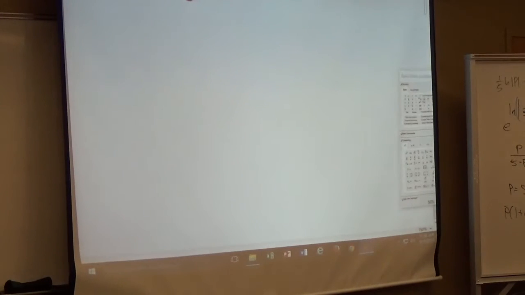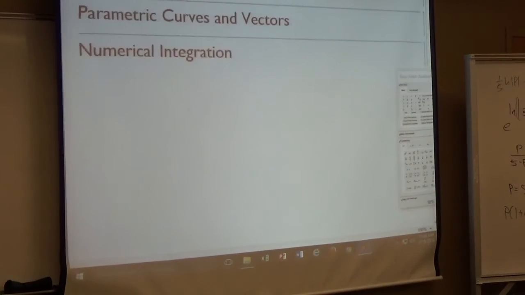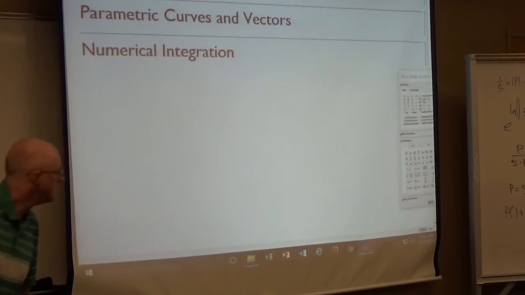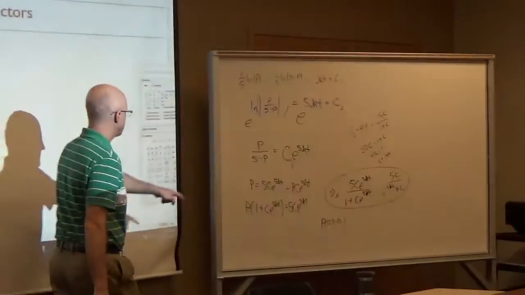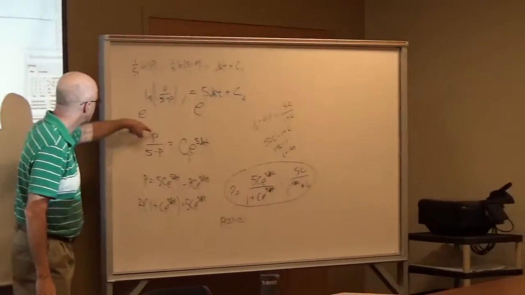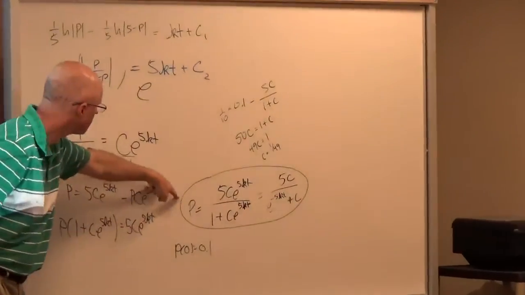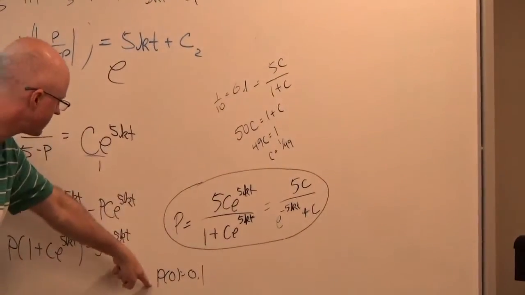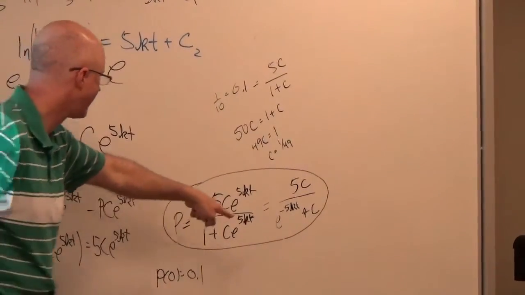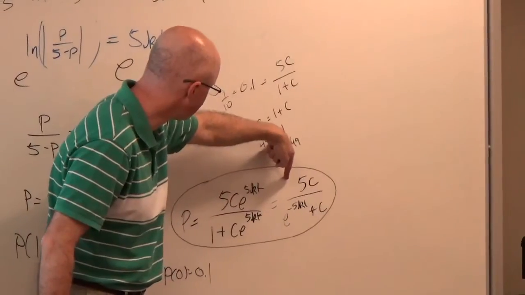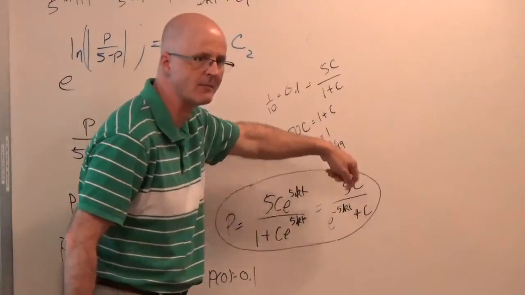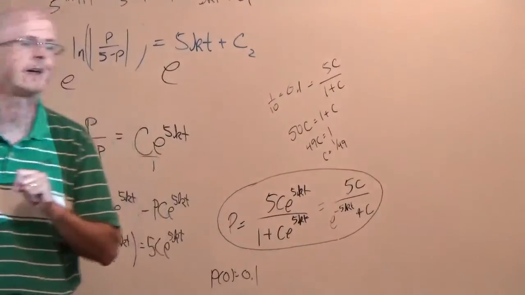Question? How did you get the first P and have it written in the second? Like with the 5C, from here to here? No, the 5C. Oh, I multiplied everything by e to the negative 5 kt on the top and bottom, which is like multiplying by 1, so it's okay. Oh, okay.